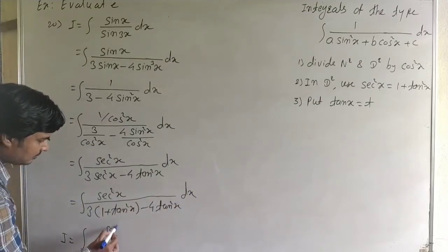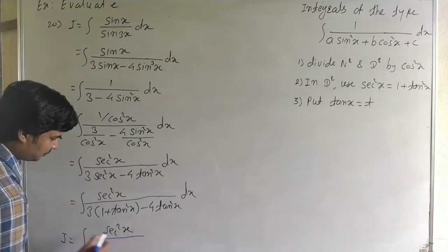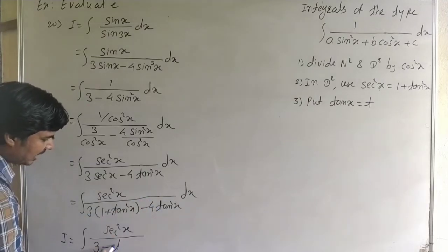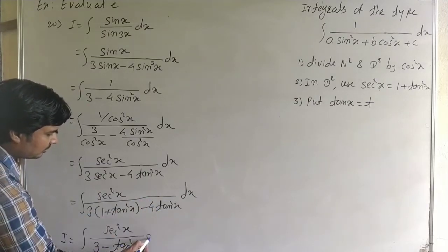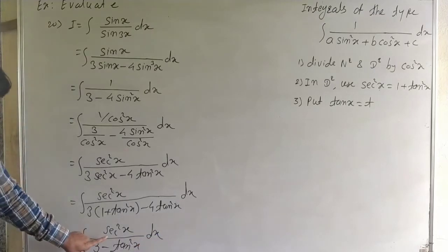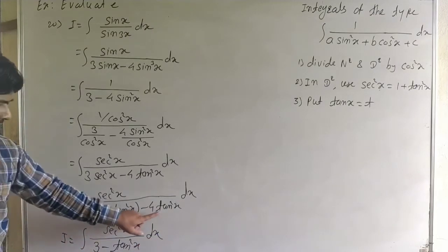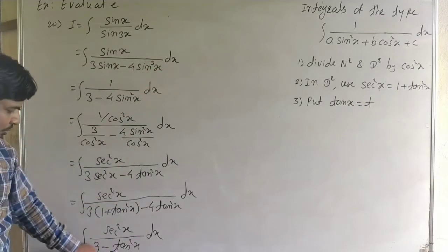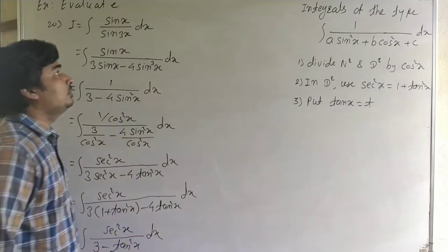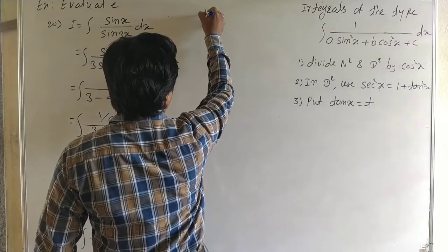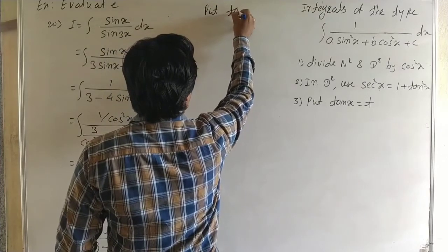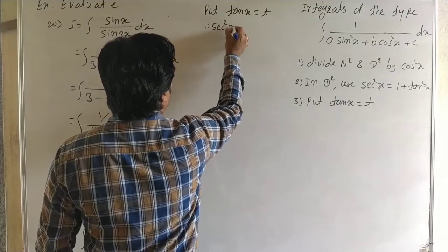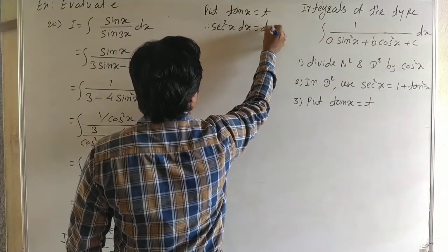And then the integral is sec square x upon 3, and 3 tan square x minus 4 tan square x is minus tan square x. See carefully. Sec square x upon 3 minus tan square x. Now we have applied 2 steps. Now the third step: put tan x is equal to t, therefore sec square x dx is equal to dt.